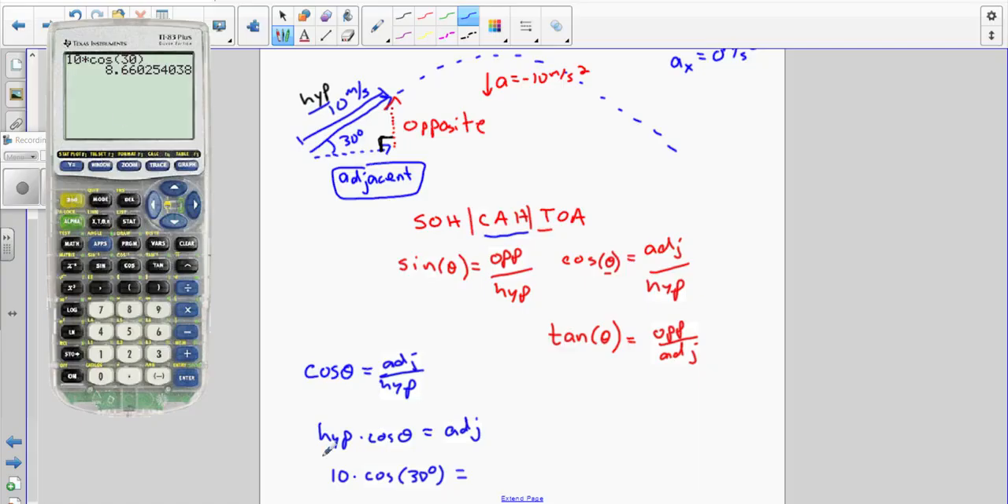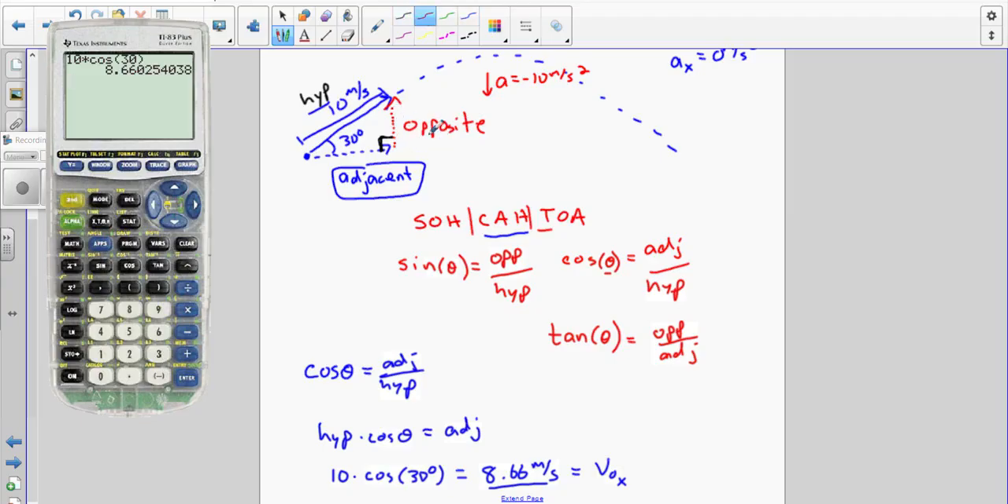into degree mode. We should be getting about 8.66, and that's meters per second, because the unit of the hypotenuse was meters per second. So that means that this object, when it was launched, is traveling horizontally at a speed of 8.66 meters per second. So I could call that the initial horizontal velocity. I can do the same thing to find the vertical component.